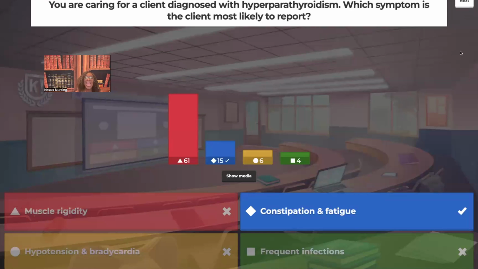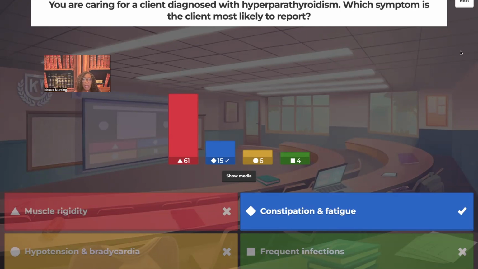Wow. Guys, let's talk about this. Wait a minute. 61 of you guys went with muscle rigidity. First of all, muscle rigidity, we could see stuff like if the patient were to have like stiff person syndrome, where they go from like muscle rigidity to muscle rigidity, muscle spasms, but not hyperparathyroidism. Think about it. Hyperparathyroidism is what? Hypercalcemia. So you need to be thinking of those signs and symptoms of the calcium being too high. Where? In the bloodstream, guys. Constipation, fatigue, bone pain, kidney stones. Because of all that calcium, what do you think the calcium does? It clumps up.